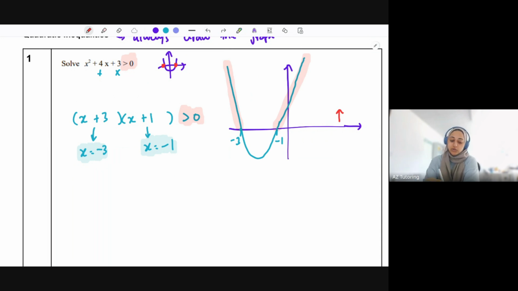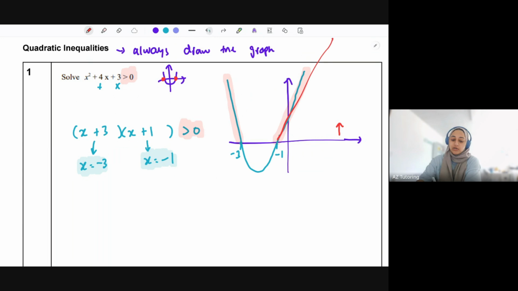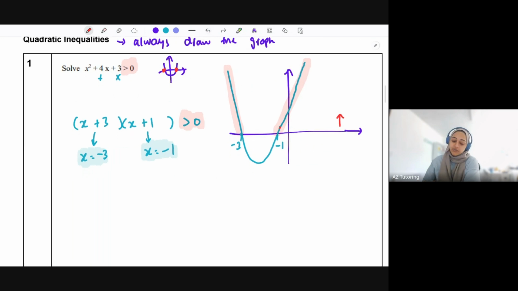Now we need two inequalities to represent these two sections here. So let's start off with this one here. This part of the graph, remember, is going to continue forever upwards. It's going to keep going. So it happens for all x values more than minus 1. So when x is more than minus 1, meaning every value more than minus 1, the graph will be up here. For example, if x was 1000, the graph is still going to be above the x-axis. So that's the reason why it's x more than minus 1.